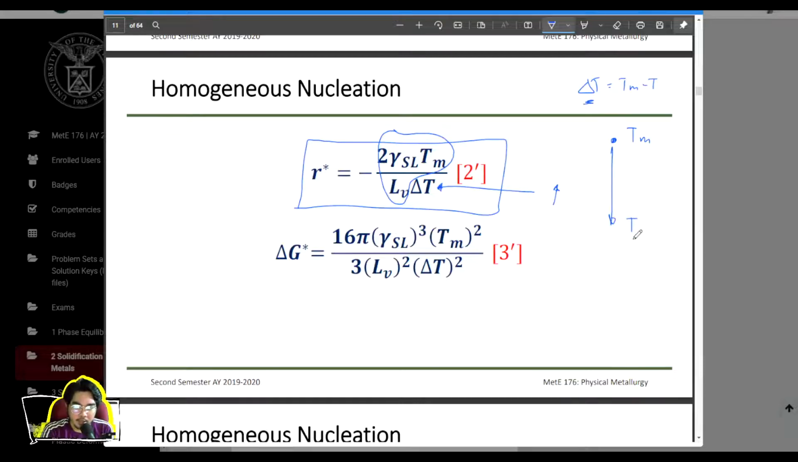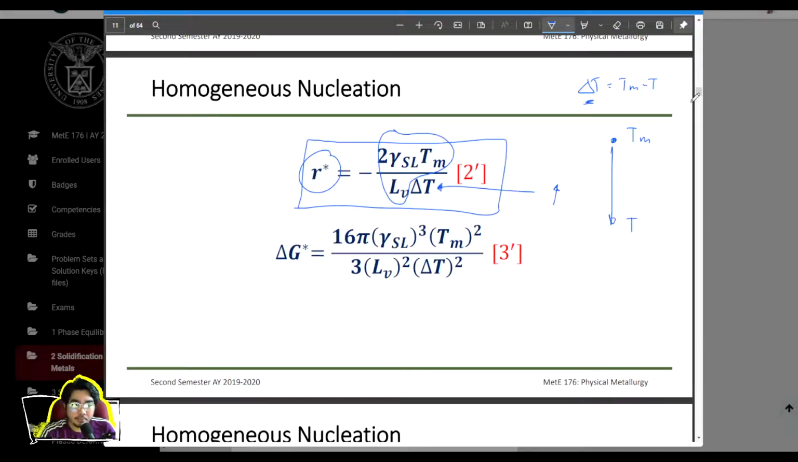So kung mas malayo ka sa equilibrium melting temperature, mas lumiliit tong r star value na to. Which means na mas maliit yung critical radius na kailangan ng nuclei mo para maging stable siya. Tama? So essentially, the larger the delta T, the easier it is to form stable nuclei. And when it's easier to form stable nuclei, mas madali mag-proceed yung solidification process. So that's why yung delta T natin is indicative of how fast or how slow the progression of the solidification works, no?